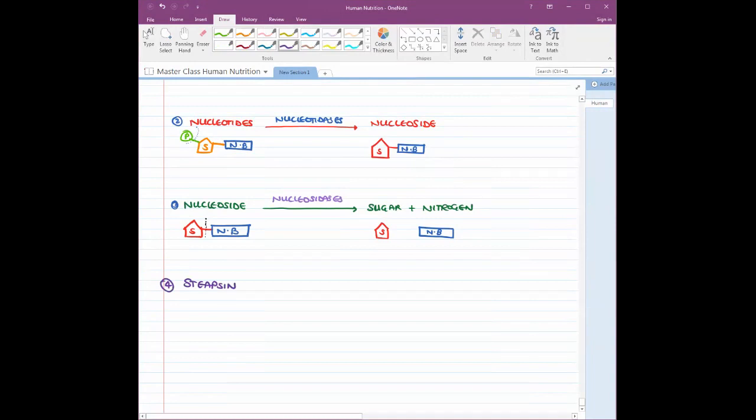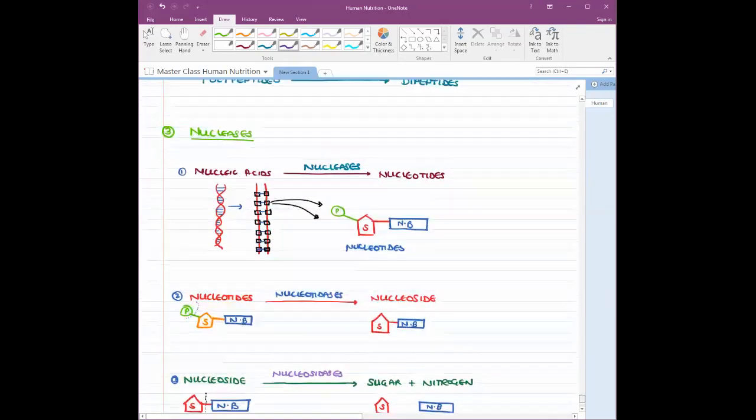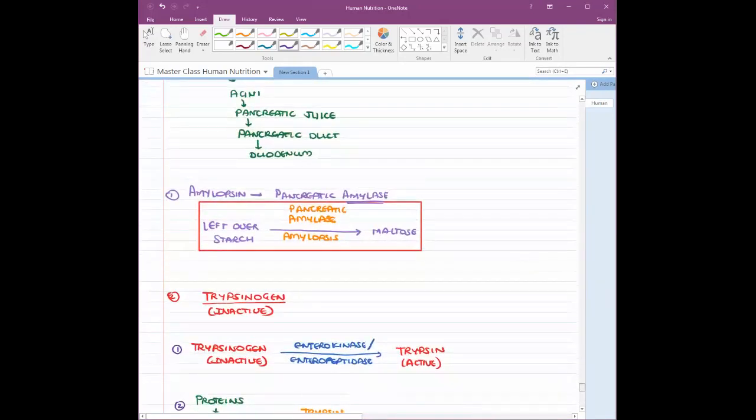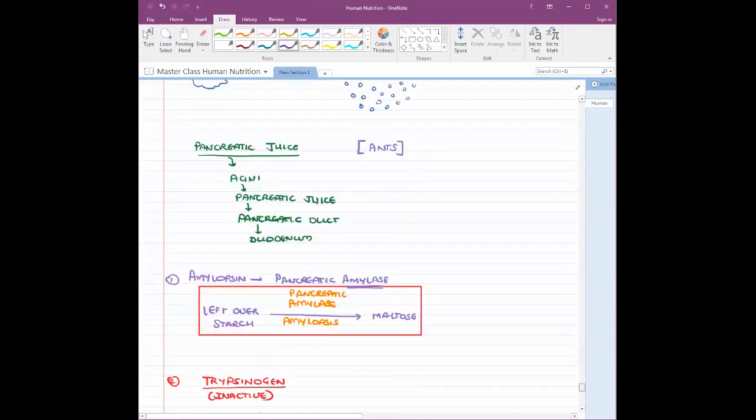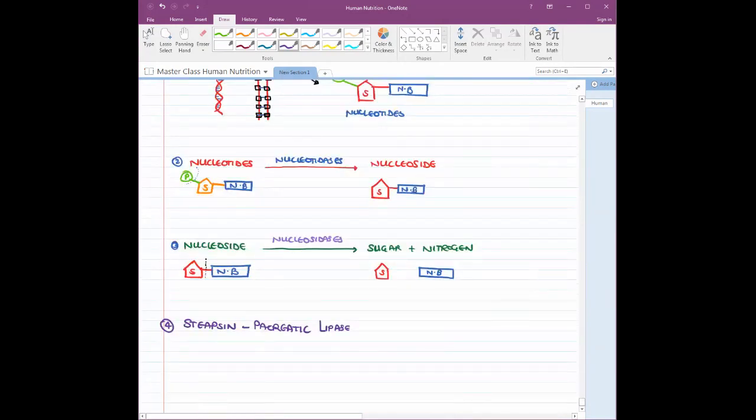Stipsin, or we also call this thing pancreatic lipase. Now, guys, lipase, lipids, fats. So this is the one which is going to act on your fats. But until now, what fats were we carrying? In your bile, what fats were converted? Emulsified fats. So now these emulsified fats are going to be broken down by this pancreatic lipase.